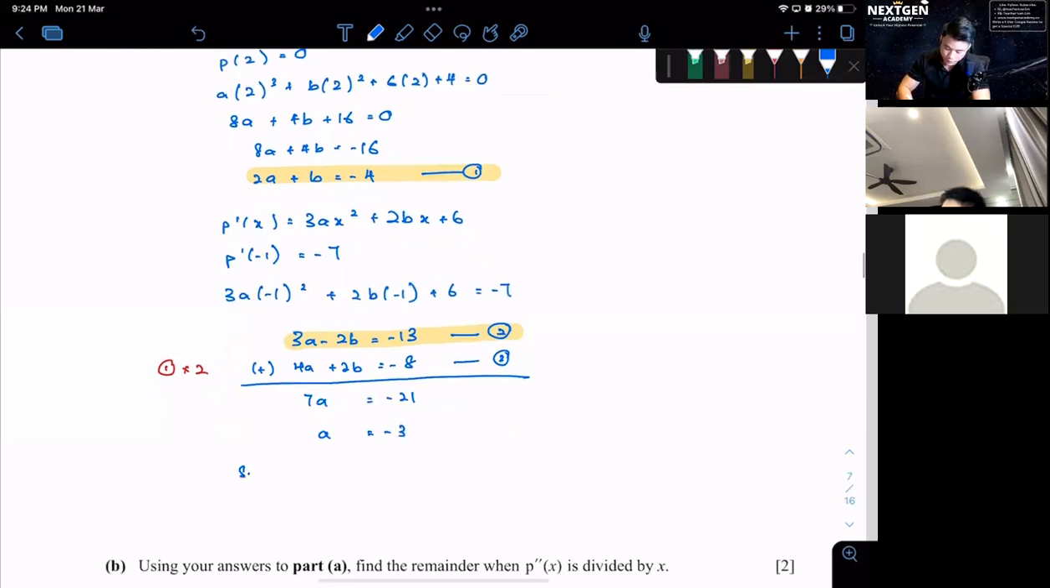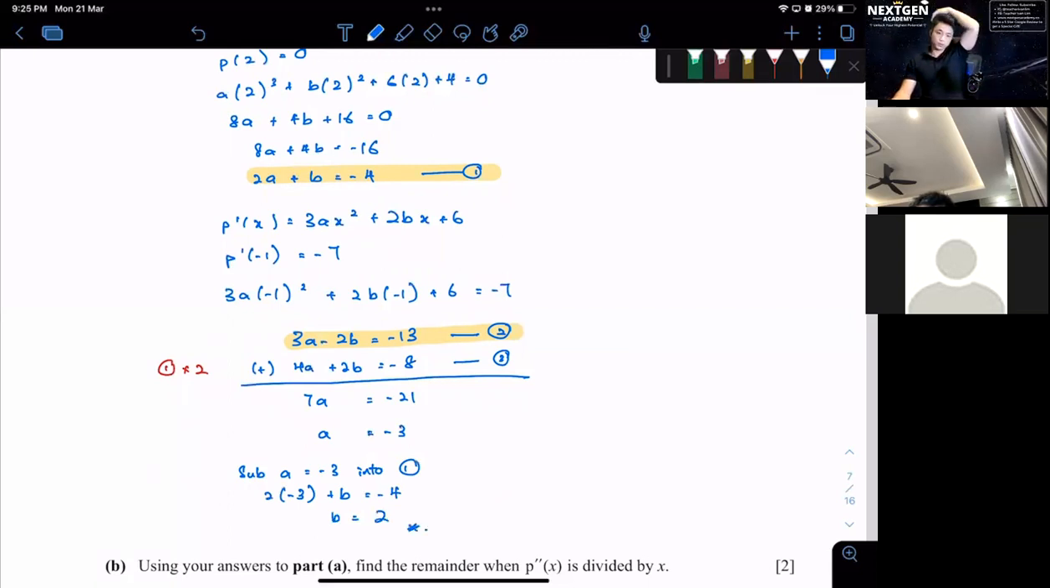Then we sub a equals negative 3 into 1. We'll get 2 times negative 3 plus b equals negative 4, so b equals 2. a equals negative 3, b equals 2.